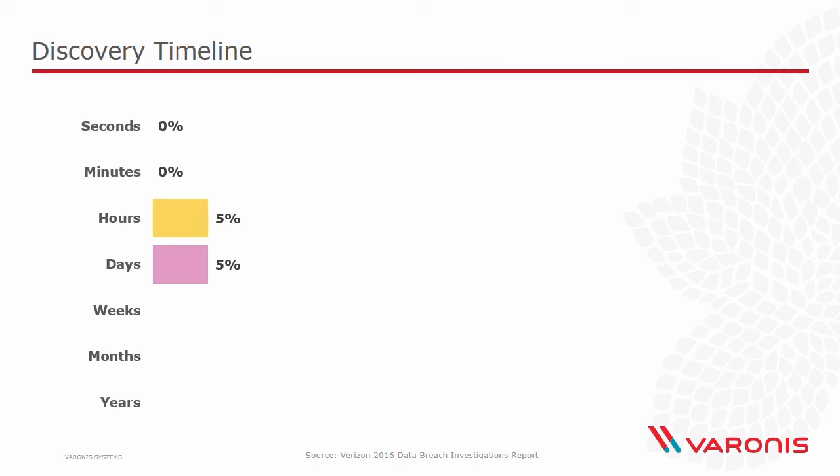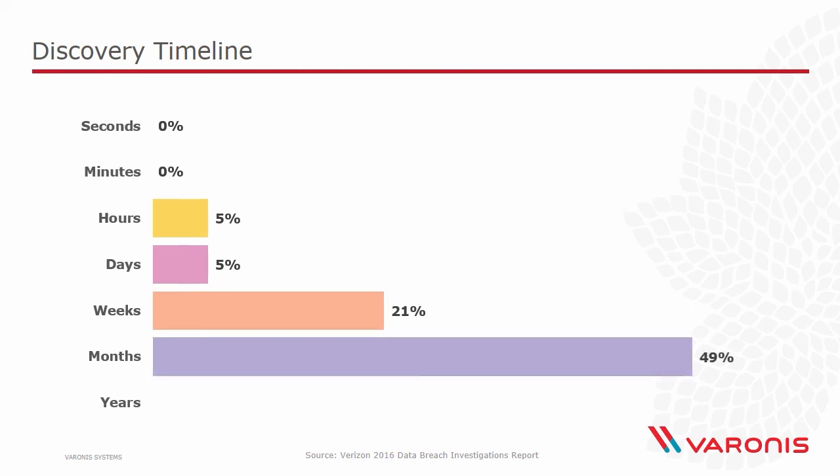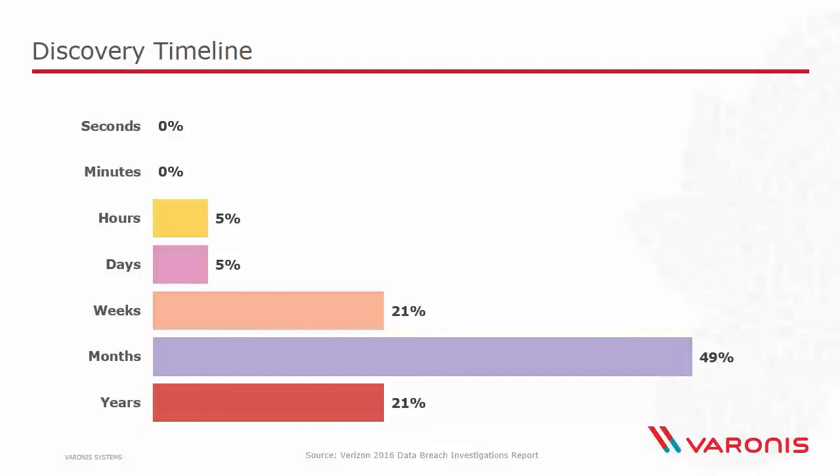Where we start to see the larger volumes is in weeks. 21% of insider threats are discovered within a period measured in weeks. But the bulk of them are discovered within a range measured in months. That's 49% of insider threats. And the remaining 21% are measured in years. So just those last two together mean that 70% of insider threats take months at best to discover.